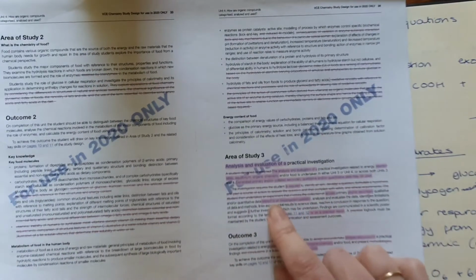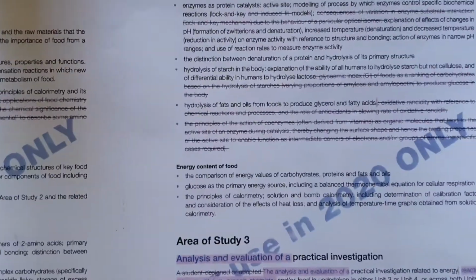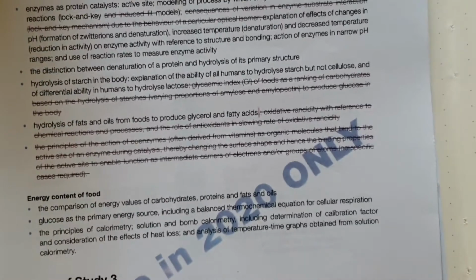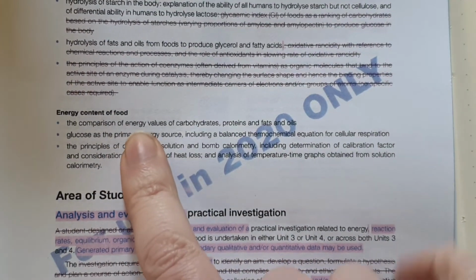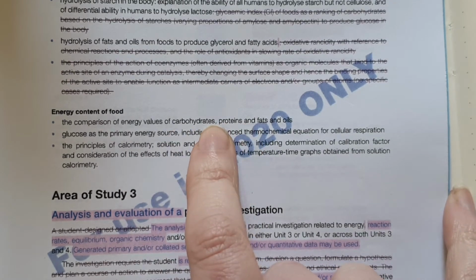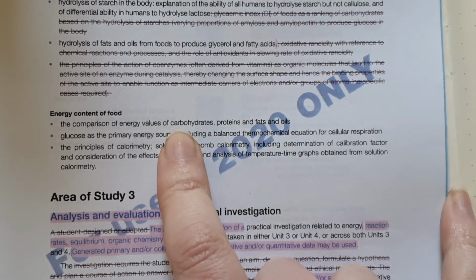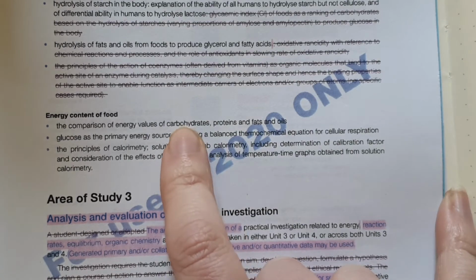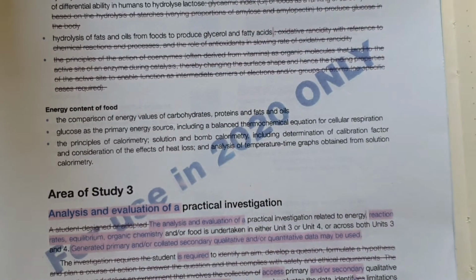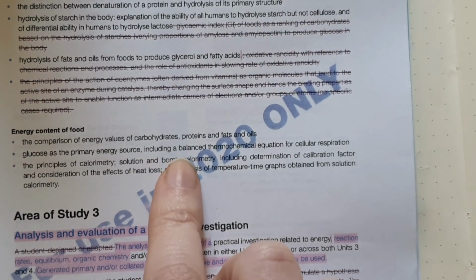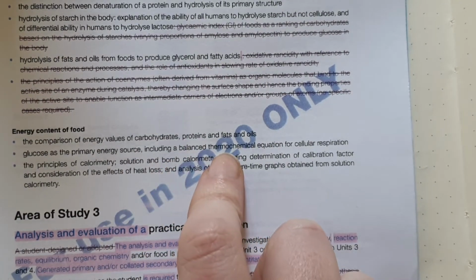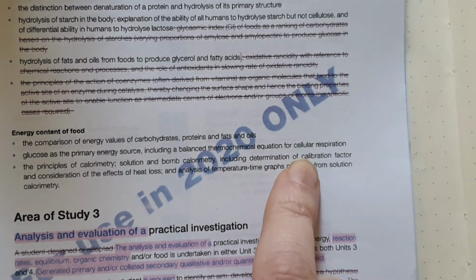I'm on the right page on my study design. So we're on the very last three, and in one lesson we're going to cover two. We're going to look at the comparison of energy values in carbs, fats and oils and proteins. Why I said it in the wrong direction, I don't know, because I can't read. And then we're looking at glucose as our primary energy source, including balanced thermochemical equations for cellular respiration.